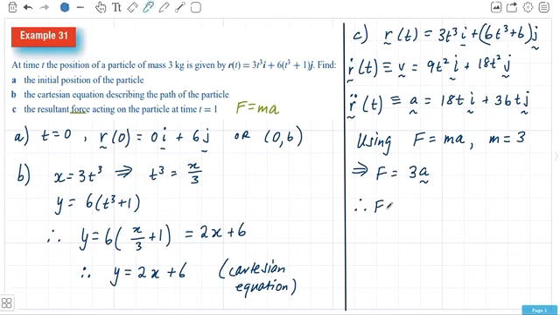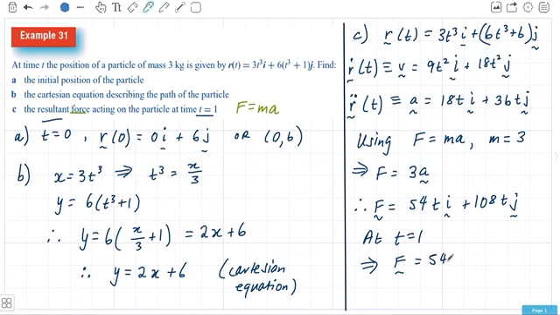So therefore our force, or our resultant force, is going to be a vector, and it will be 3 lots of 18, which is going to be 54t i, and 3 lots of 36, which is 108t j. Now we've been asked what is the resultant force acting on the particle when t equals 1. So at t equals 1, that's pretty easy because it's actually just going to be the coefficients left. So that's just going to be 54i plus 108j.